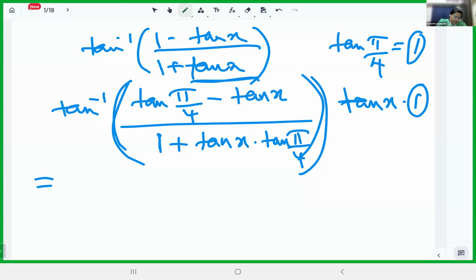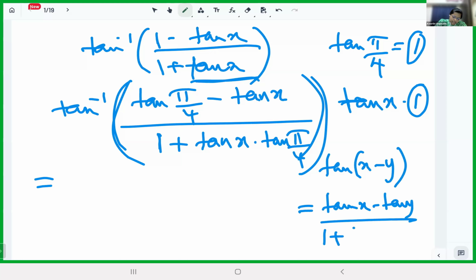So tan inverse of tan pi by 4 minus tan x by 1 plus tan x tan pi by 4. Is that equation familiar to you as a trigonometric identity? It is nothing but tan of x minus y. Tan of x minus y is equal to tan x minus tan y by 1 plus tan x tan y. This is in that form, right?